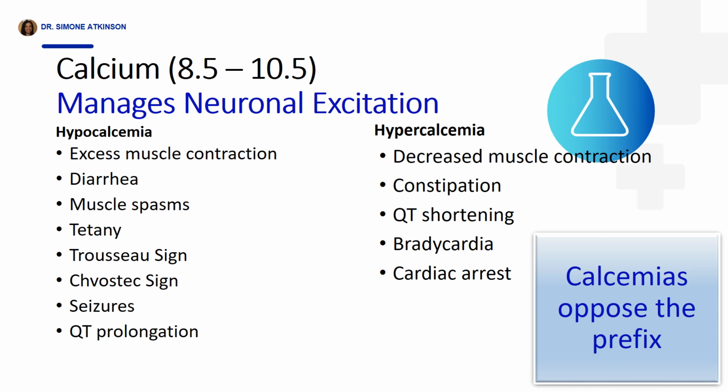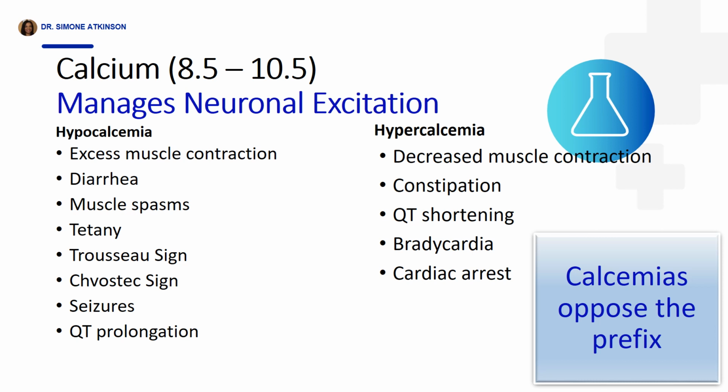So calcium is responsible for managing neuronal excitation. And when I say managing, I'm referring to it calming things down. So in a situation where you have hypocalcemia, there is an elevated excitability because you don't have calcium available to calm things down. So the client will exhibit excess muscle contraction and diarrhea, muscle spasms, tetany, Trousseau-Chvostek sign, seizures, and prolongation of the QT interval.